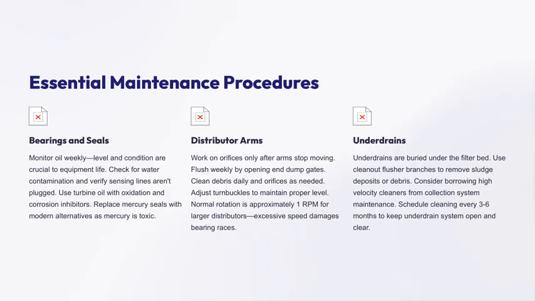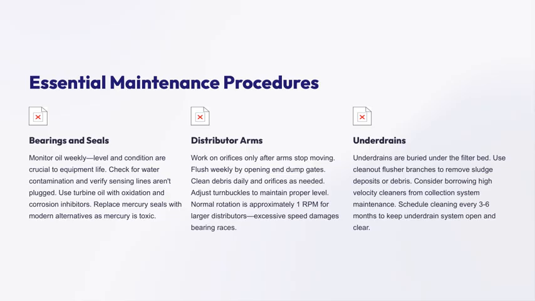Let's talk about some essential maintenance procedures that keep our equipment running smoothly. First up, bearings and seals. It's really important to monitor the oil weekly, paying close attention to the level and condition, because this directly impacts the lifespan of our equipment.